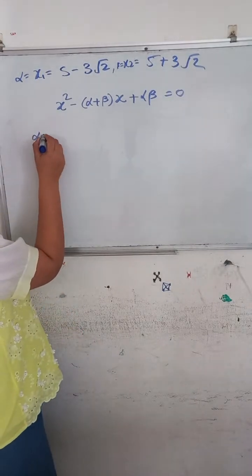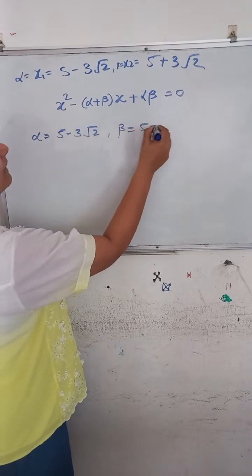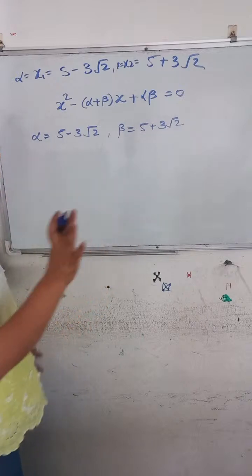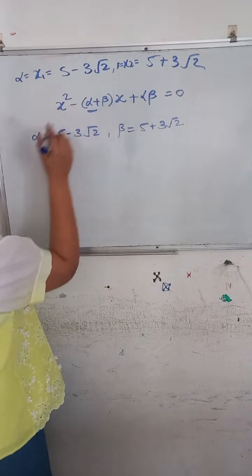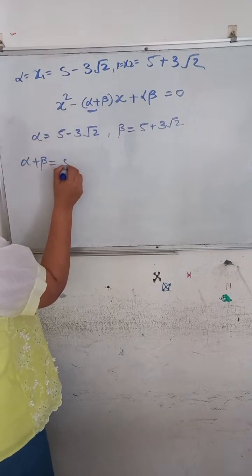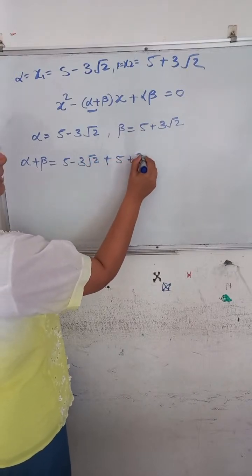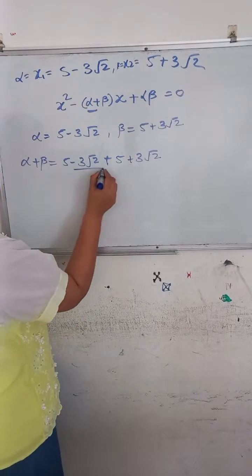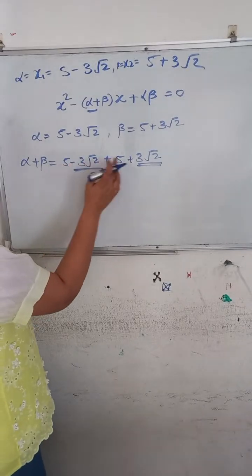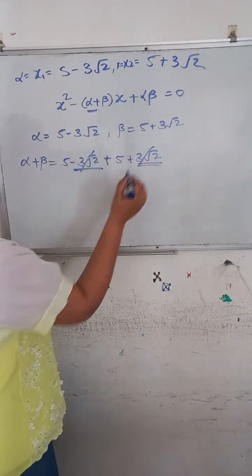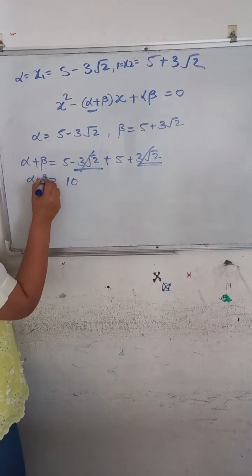So here I will write alpha is equal to 5 minus 3 root 2 and beta is equal to 5 plus 3 root 2. Okay, can you get up to here? Now we have to take the sum because they are added here. So alpha plus beta is 5 minus 3 root 2 plus 5 plus 3 root 2. Check, the same value but opposite signs are there: minus 3 root 2 and plus 3 root 2. These get cancelled. So 5 plus 5 will remain, that is 10. So this is alpha plus beta.